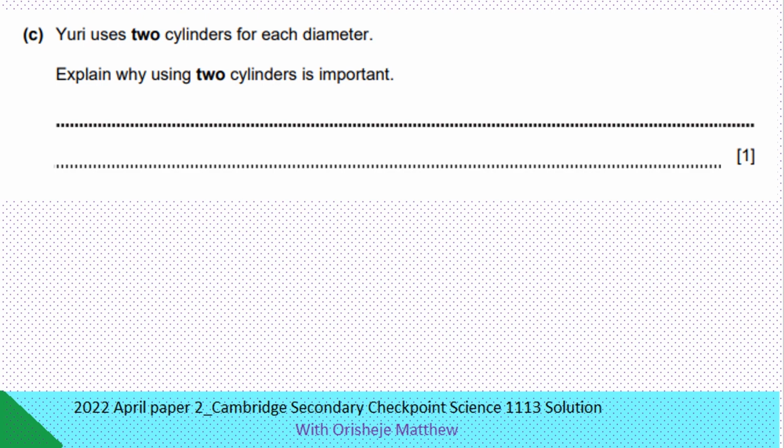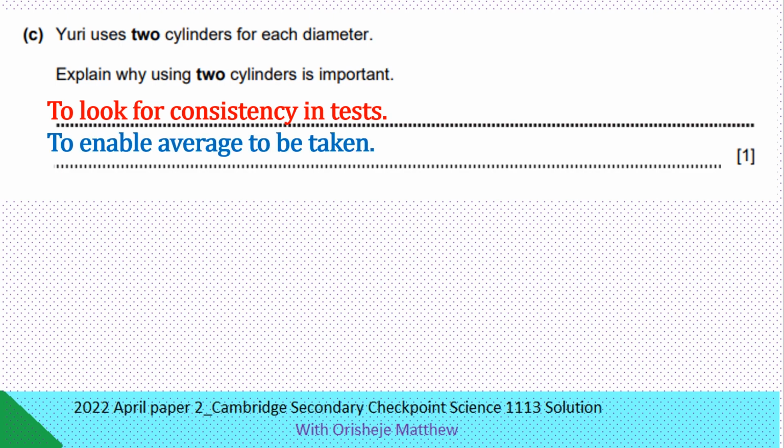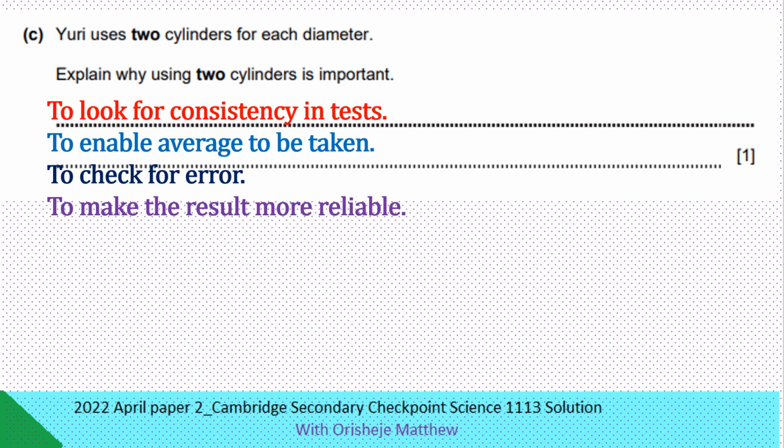Yuri used two cylinders for each diameter. Explain why using two cylinders is important. To look for consistency in tests. To enable average to be taken. To check for error. To make the result more reliable.